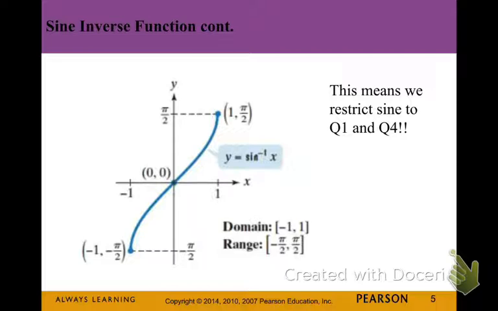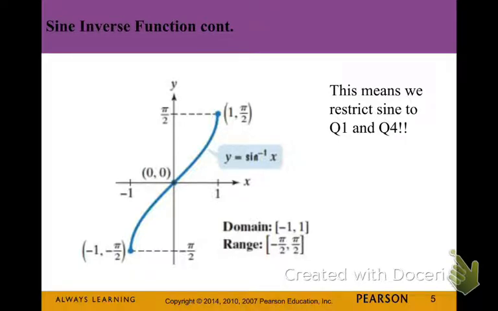So that means here that we need to make sure that we limit our domain, because since this is the sine inverse, the range and the domain are switched. And so our range here will be the domain of the original that we limited, from -π/2 to +π/2. So we know that the domain has to be from -1 to 1, and the range is -π/2 to +π/2.